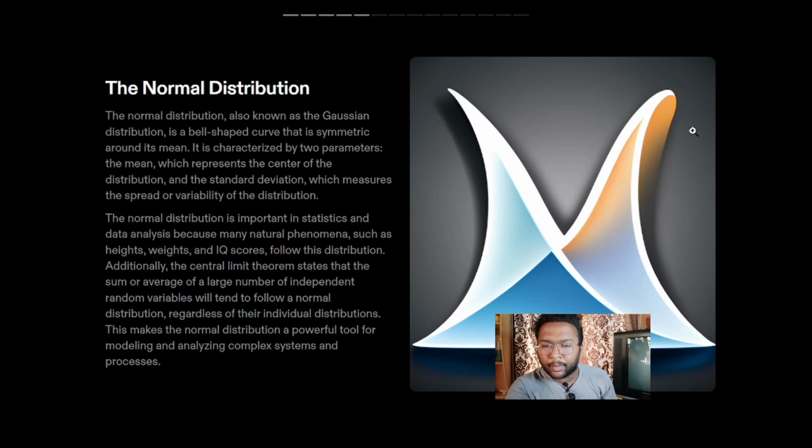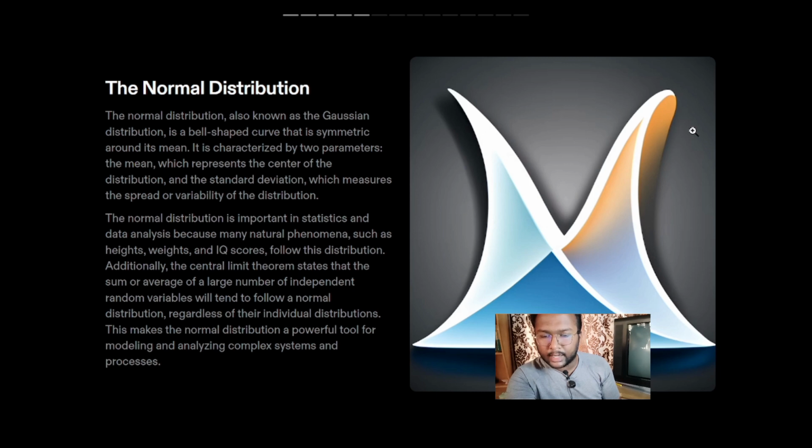So coming on to normal distribution. The normal distribution, also known as Gaussian distribution, is a bell-shaped curve that is symmetric around its mean. It is characterized by two parameters. One is the mean, which represents the center of the distribution, and the other is the standard deviation, which measures the spread or variability of the distribution. The normal distribution is important in statistics and data analysis because many natural phenomena, such as height, weight, and IQ scores, follow this distribution.